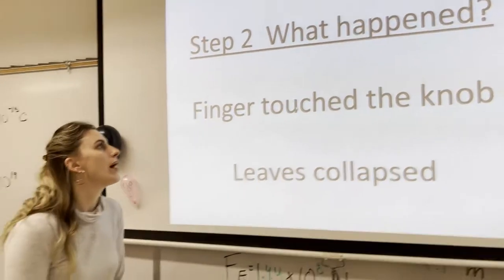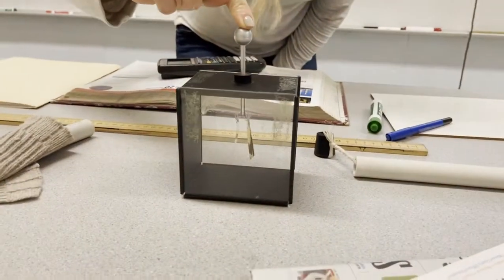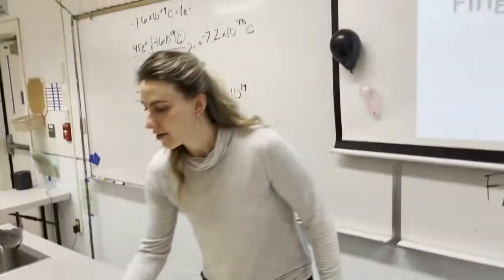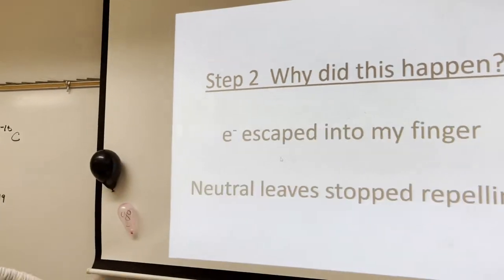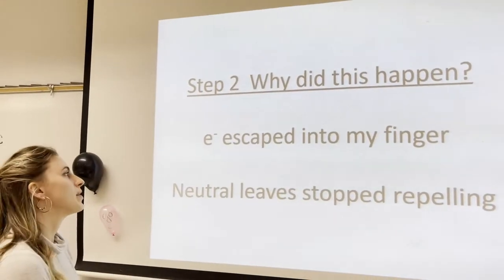Step 2, what happened? So this is when the finger touched the knob and the leaves collapse. Like that. Okay, one point for that. Step 2, why did this happen?